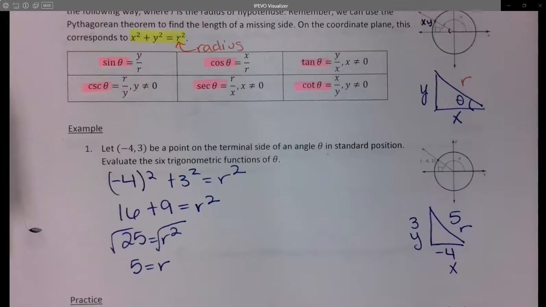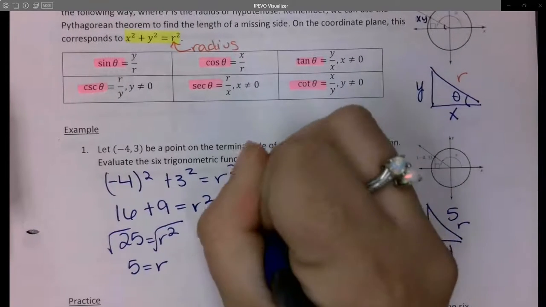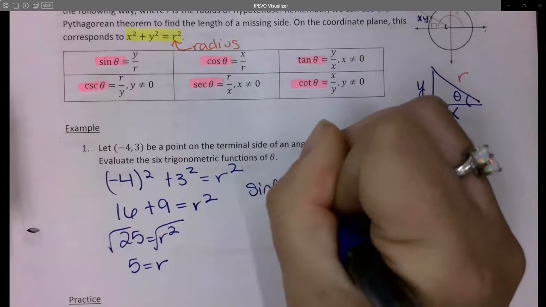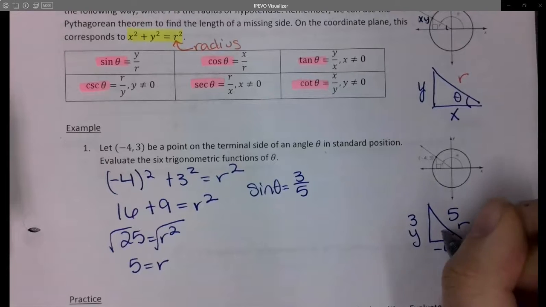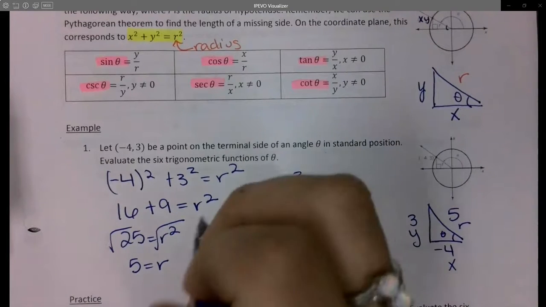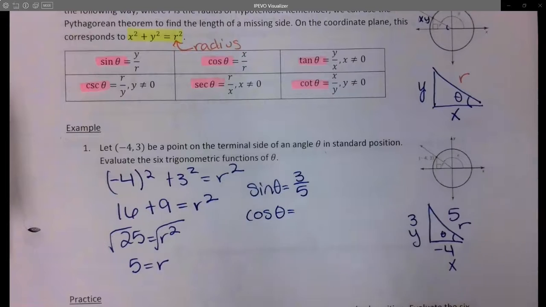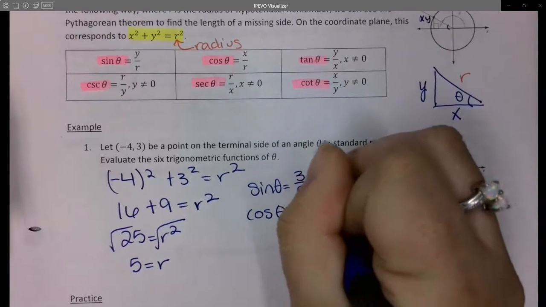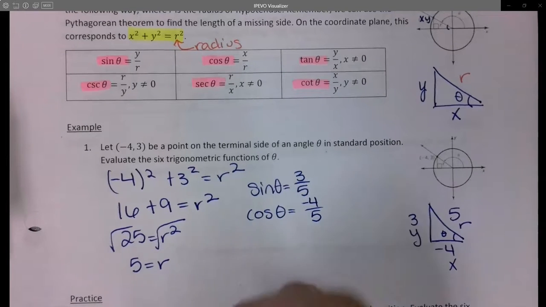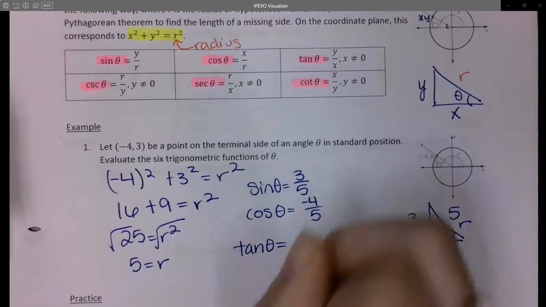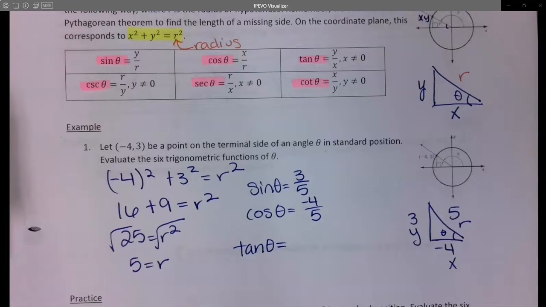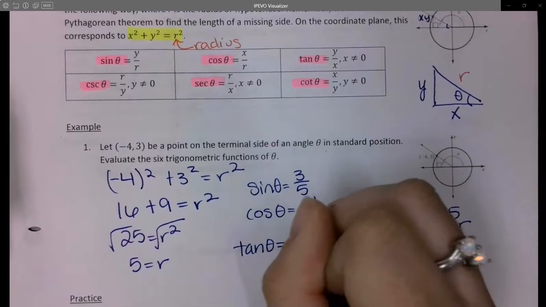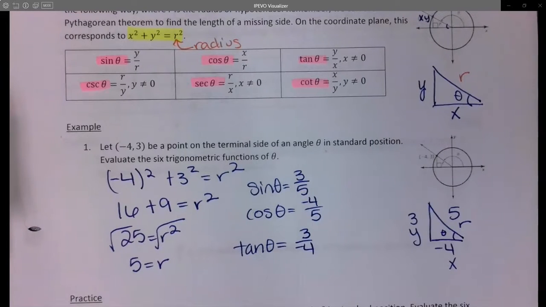Now I want to plug into my 6 trig functions that I have up here. So sine is y over r. My y was 3, my r was 5. This matches up with my opposite over hypotenuse. Then I have my cosine. This one is x over r, so negative 4 over 5, my adjacent over my hypotenuse. I have tangent of theta, which is opposite over adjacent, so y over x, which is 3 over negative 4. I can write it like this, or I can pull that negative out front in front of the 3.